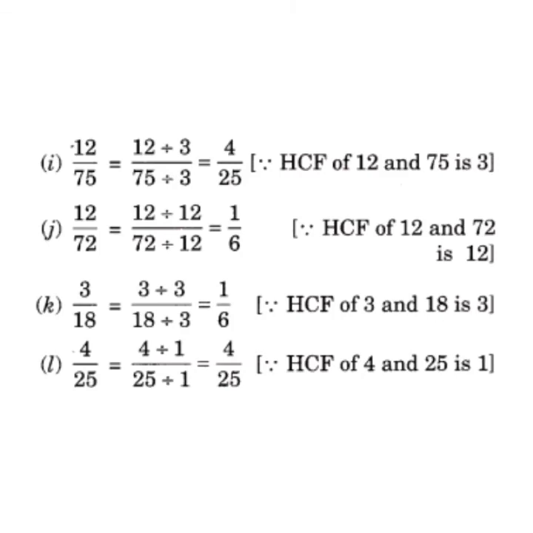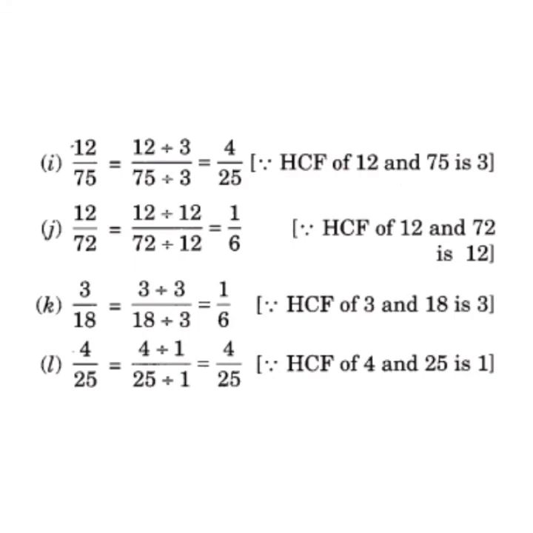Next is 12 upon 72. The HCF of 12 and 72 is 12. So we will divide 12 upon 72 by 12 and we will get 1 by 6, the reduced form of 12 by 72. Next is 3 by 18. Again we will find out the HCF of 3 and 18 and we get 3 as the HCF, and then we will divide the numerator as well as the denominator with 3 and we will get 1 by 6 as the reduced form of fraction 3 by 18.